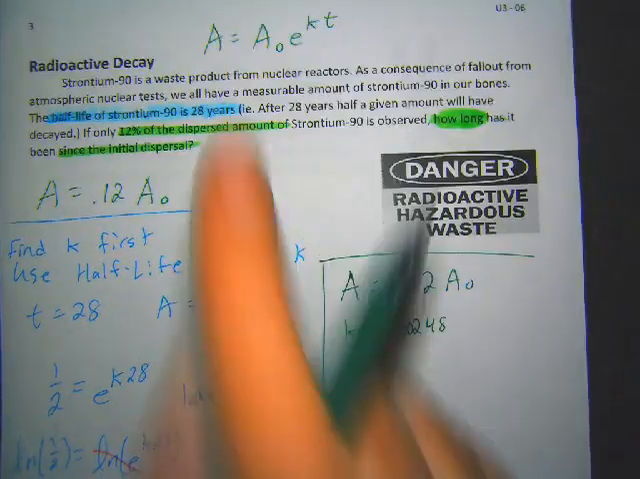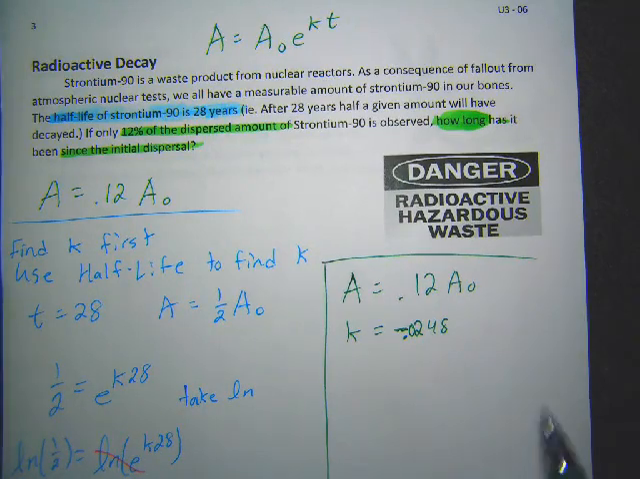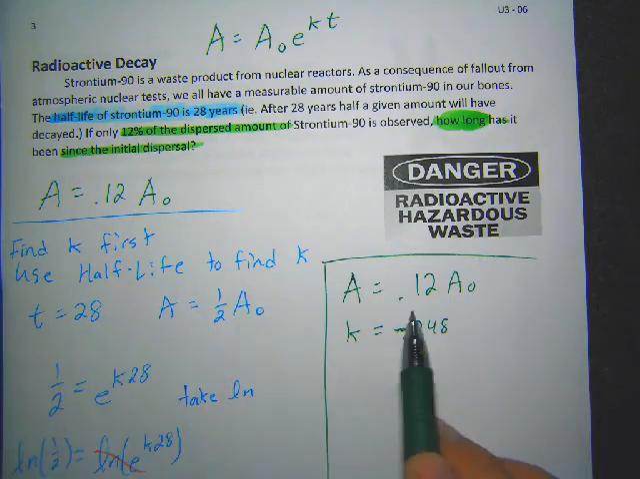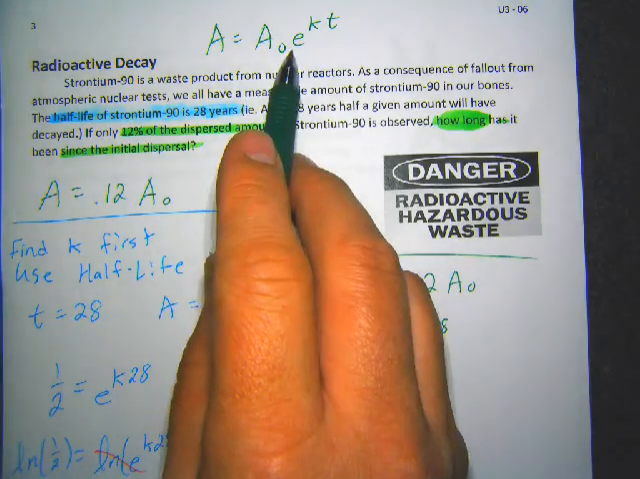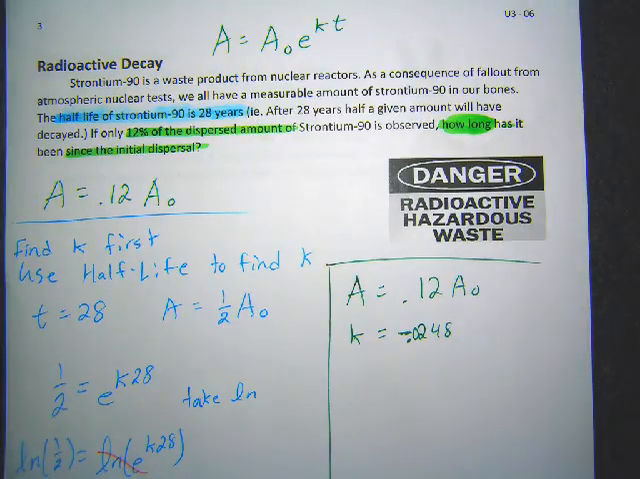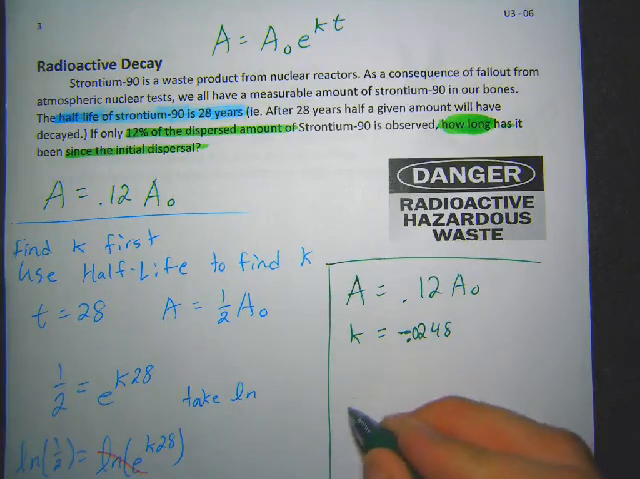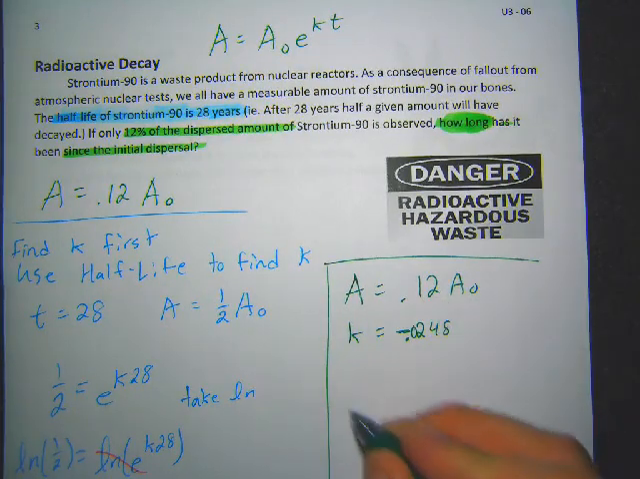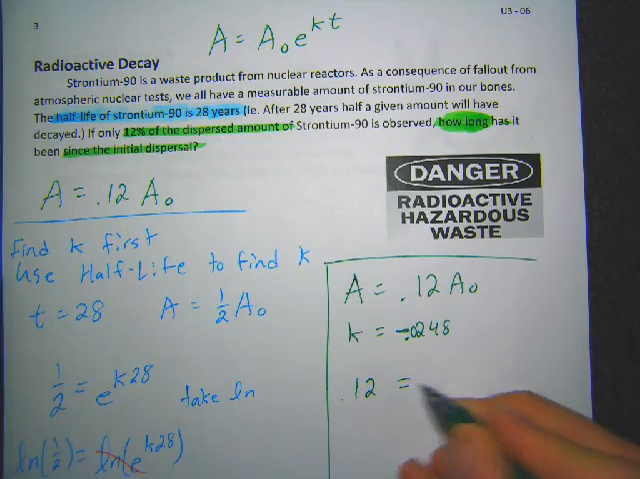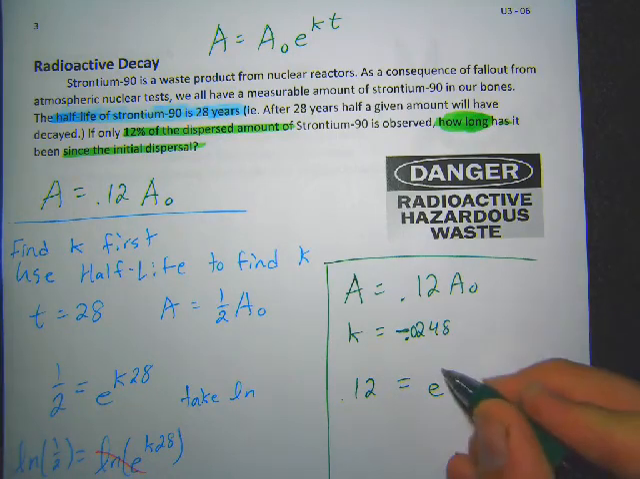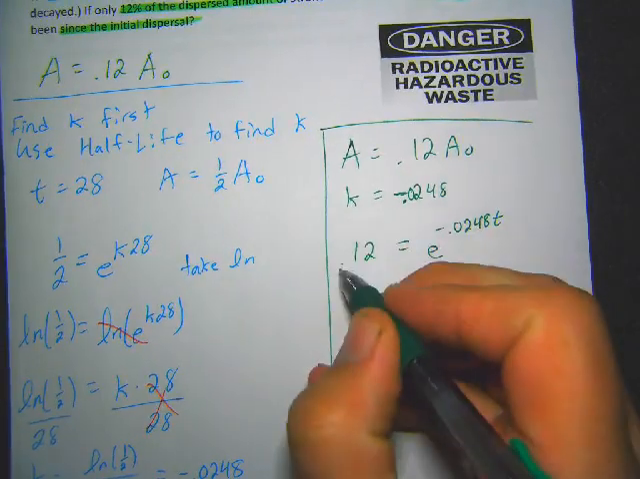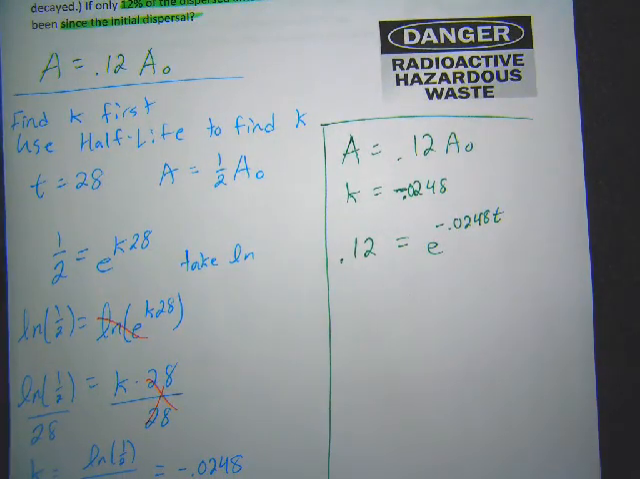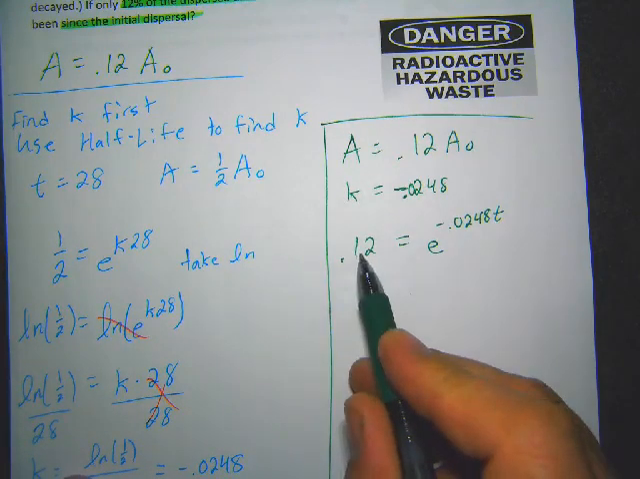We're still working with that original equation. So here, I'm going to go ahead and plug these things in. So just like before, when we were doing doubling or half, you can use this 12% here and say that with this a and this a sub 0, when we divide a sub 0 across and all that, we'll end up with 12%. So the final amount is going to be 12% of the original amount. So we're going to end up with 0.12 on this side equals e to the k, which we just figured out was negative 0.0248 t. So because we're doing 12%, that's why we have 0.12. We're not doubling, we're not halving, we're doing 12% of the original amount.